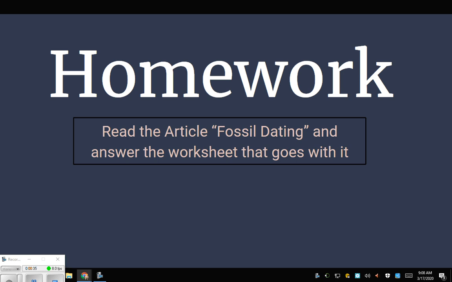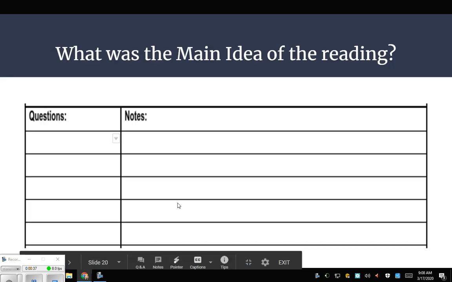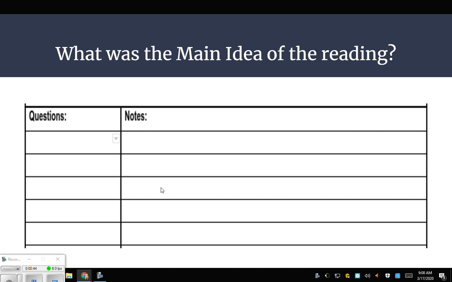So first of all, what was the main idea of our reading? We should be able to define this. The main idea, right? So it's essentially talking about what fossil dating is. What are fossils? What are organisms? How do we trace them? Who finds fossils? These are essentially the main ideas of our reading. So you should be able to understand that.